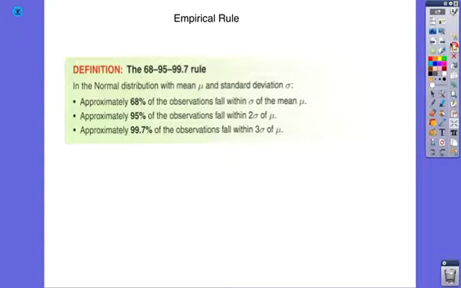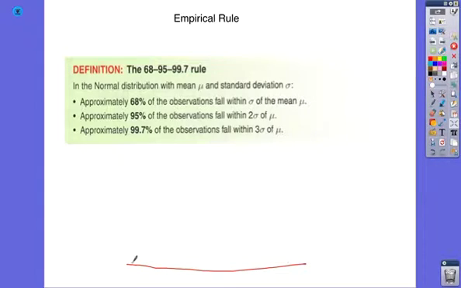The empirical rule has to do with a distribution and the observations that fall within that distribution. We sometimes refer to the empirical rule as the 68, 95, 99.7 rule. This is only true in a normal distribution, whenever you have a mean of mu and a standard deviation of sigma. Approximately 68% of the observations fall within one standard deviation of the mean mu.